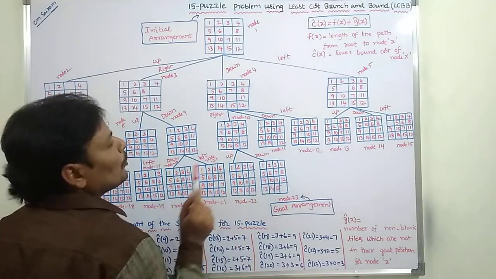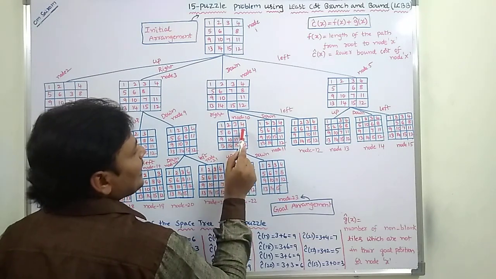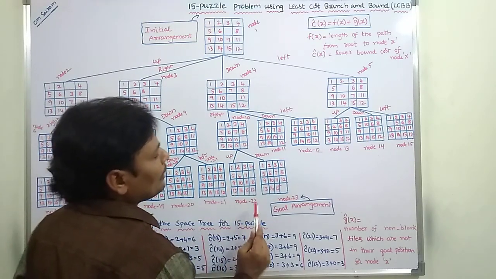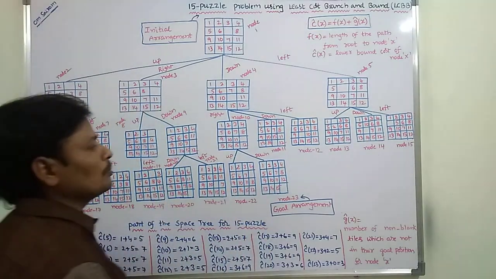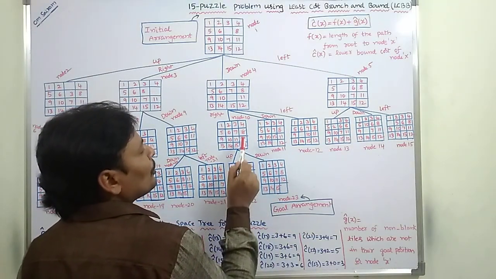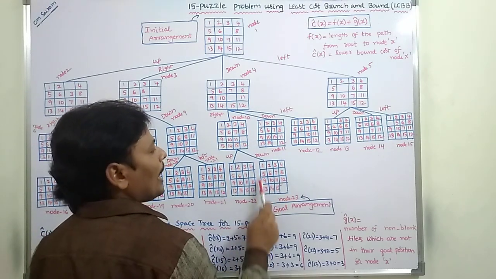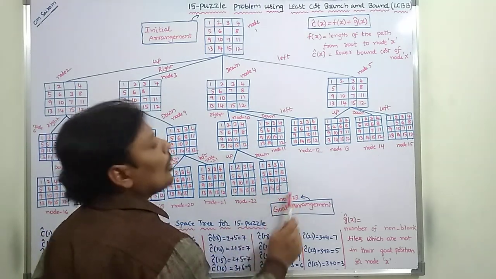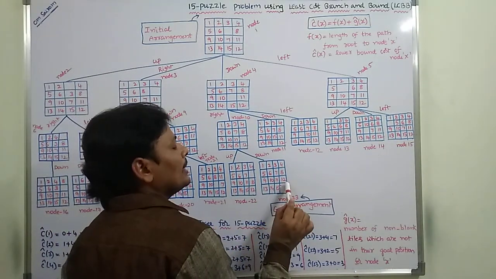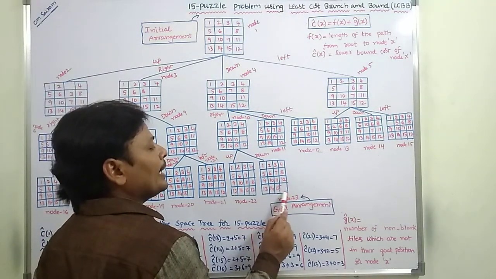By considering the up movement, the empty tile can be moved to this position and the 8th tile can be moved to this position. So this is the outcome. It can be treated as node 22. Next, down movement. The empty tile can be moved to this place, and the 12th tile can be moved to this place. This is the outcome. So this is the goal arrangement. Goal arrangement means the empty tile is there at the end position.